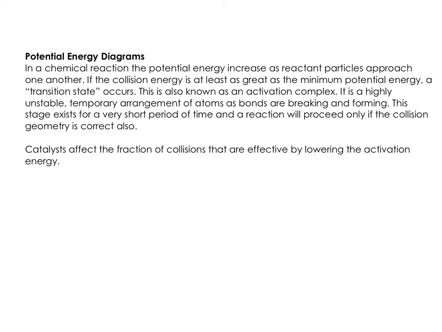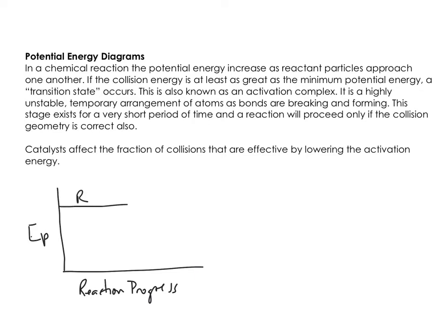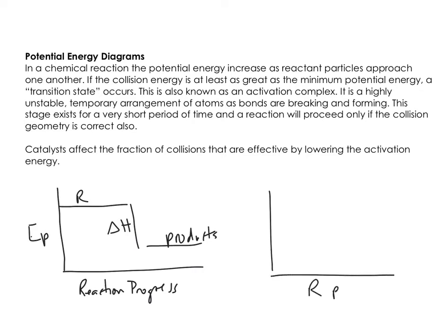So if this is, let's say, a potential energy diagram for an exothermic reaction, here we have reactants, here we have products, here's our delta H. What happens now is there's this minimum energy you have to get over in order for the reaction to proceed.